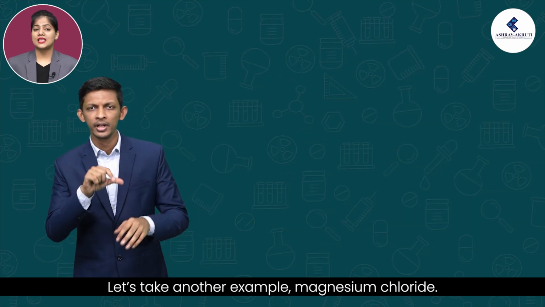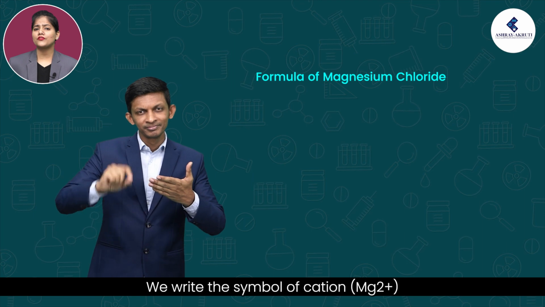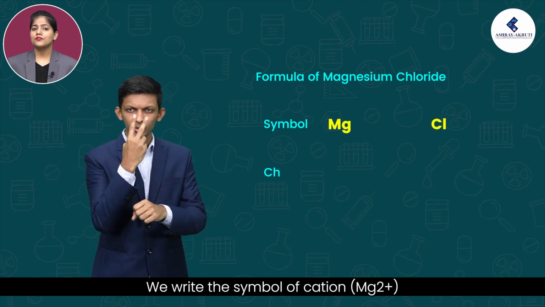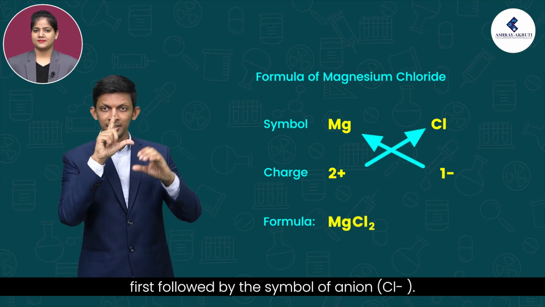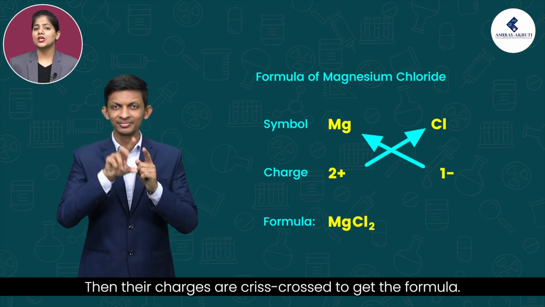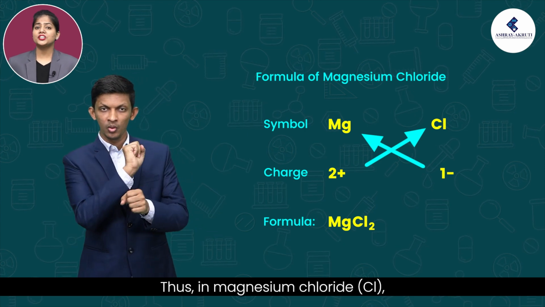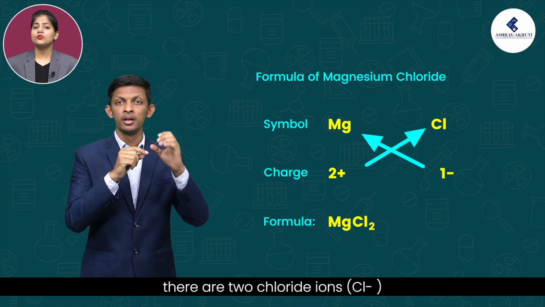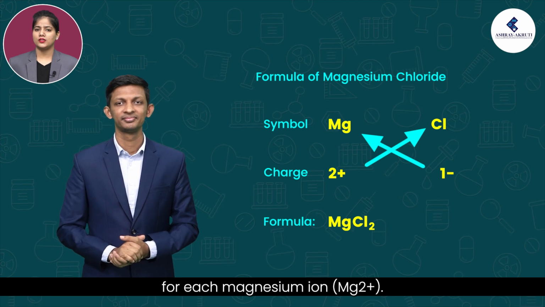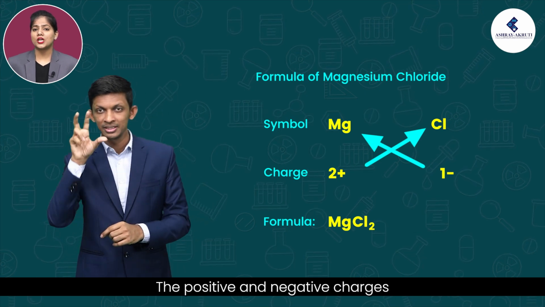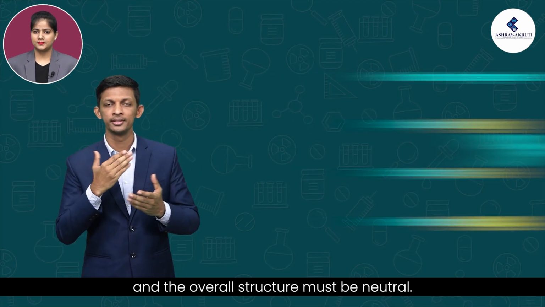Let's take another example, magnesium chloride. We write the symbol of cation Mg2+ first, followed by the symbol of anion Cl−. Then their charges are crisscrossed to get the formula. Thus, in magnesium chloride MgCl2, there are 2 chloride ions Cl− for each magnesium ion Mg2+. The positive and negative charges must balance each other and the overall structure must be neutral.